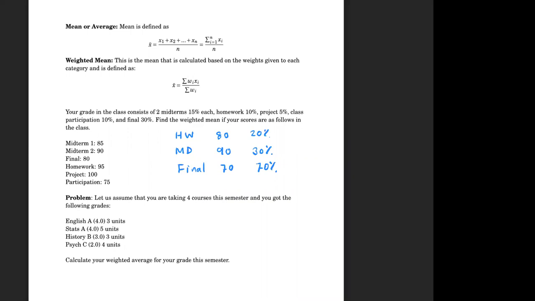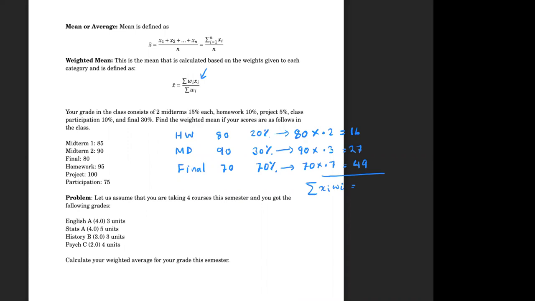Now, if we do the math, it is going to be 80 times 0.2, which is 16. 90 times 0.3, it is 27. 70 times 0.7, it is 49. Now you add them up, you're going to get summation xi wi. That means you're getting the numerator, remember.